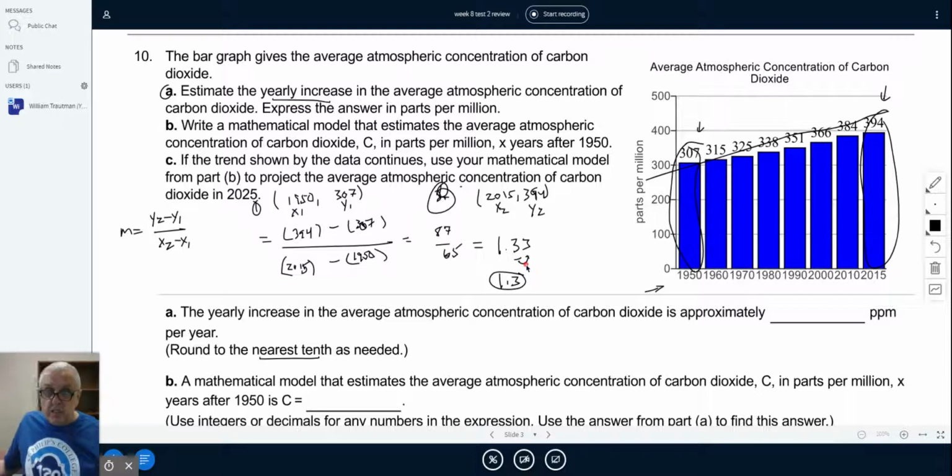Parts per million. It increases every year. That was a yearly increase. 10A. 13. I'm going to problem 13.